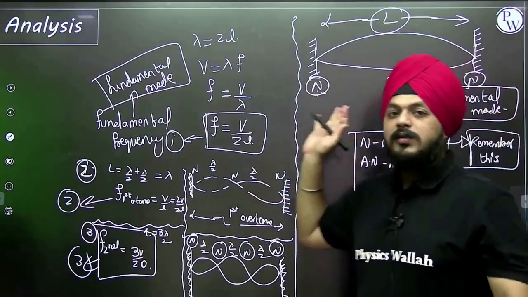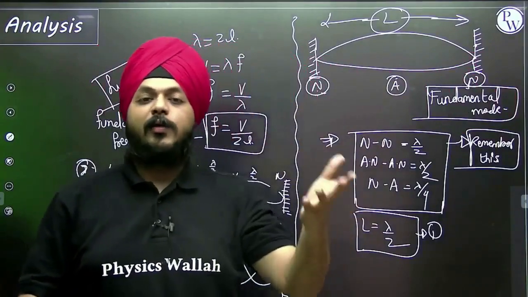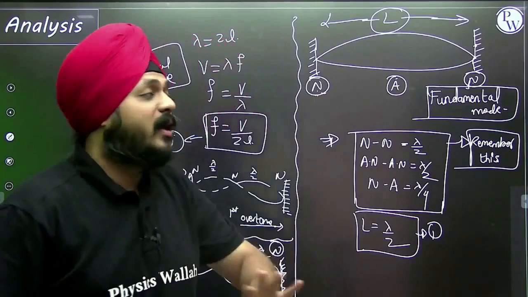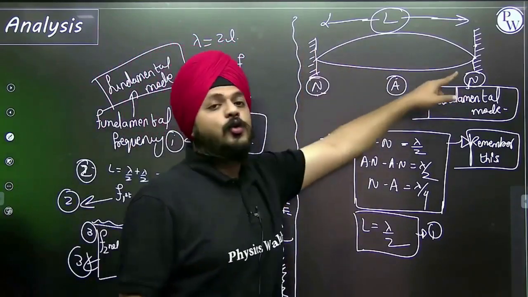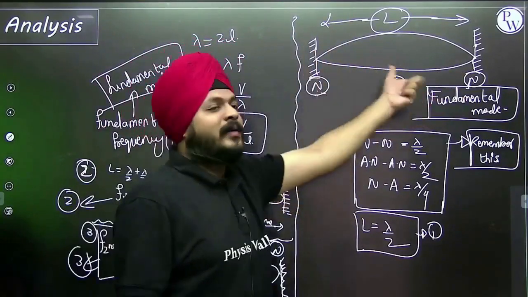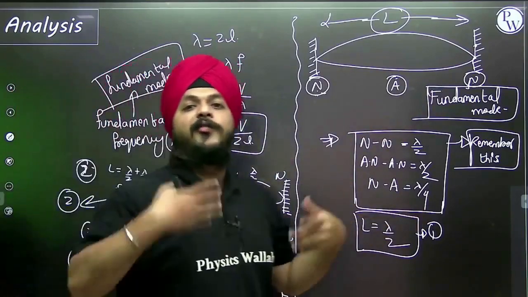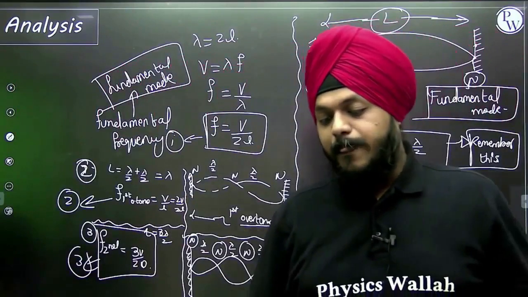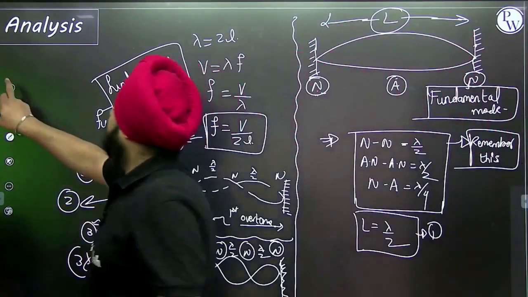Distance between two nodes, lambda by 2. Distance between two antinodes, lambda by 2. Distance between node and antinode, like this. Things will get quite easy. Just calculate the distance in between two edges, whether nodes or antinodes are formed. Just calculate the distance, compare it to the length, and obtain the fundamental mode, first overtone, second overtone, like that. So this is the best way to understand this concept.